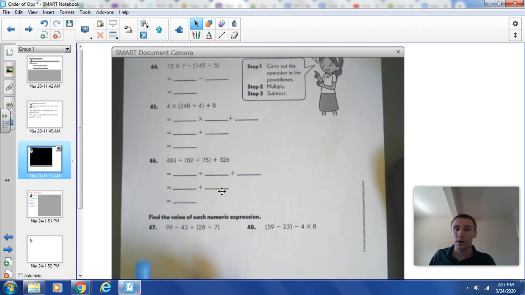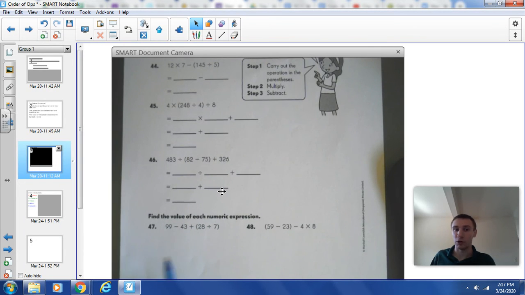Down here, 47 and 48 are no different than 44, 45, and 46. It's just that Math in Focus took away the lines. So you're going to be responsible for keeping your work nice and neat. Always remember your parentheses first, and then multiplication division from left to right, and then addition subtraction from left to right.